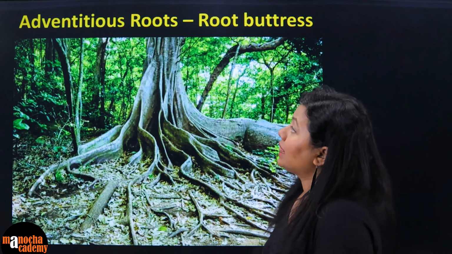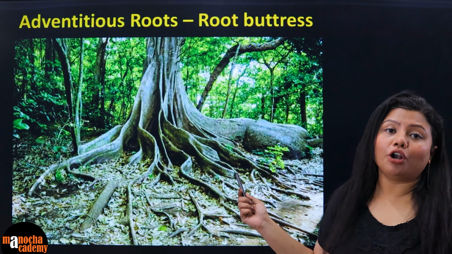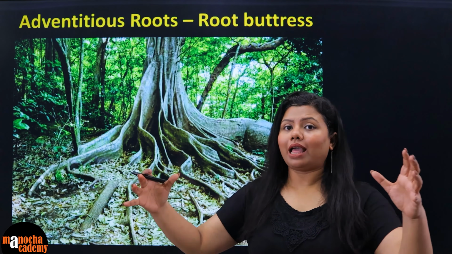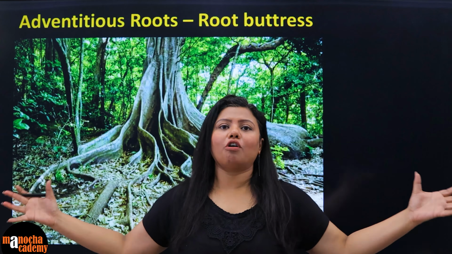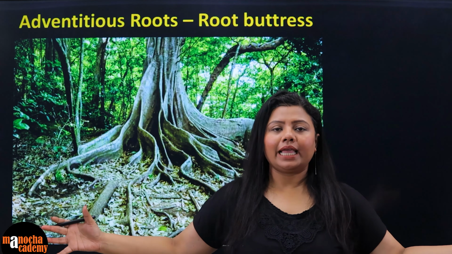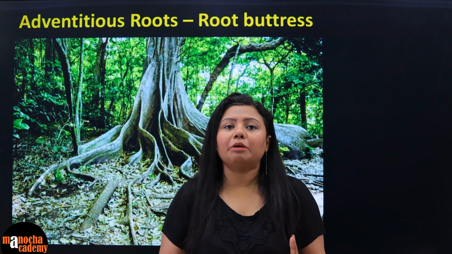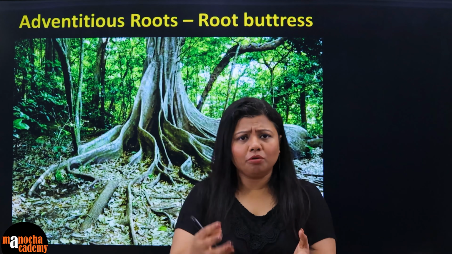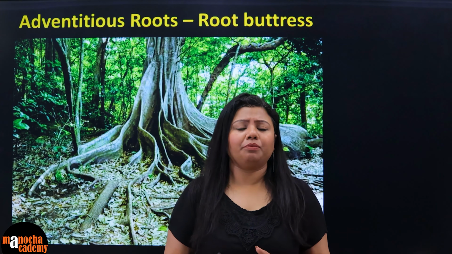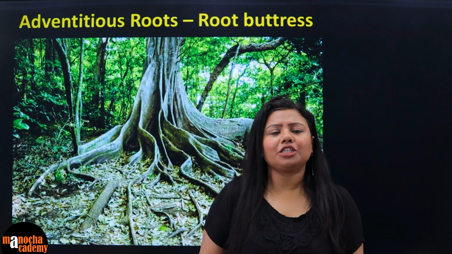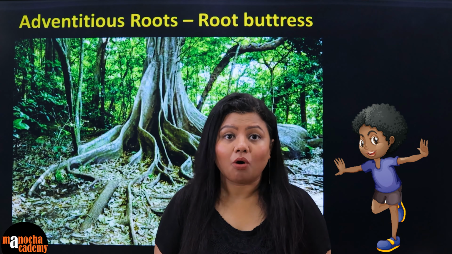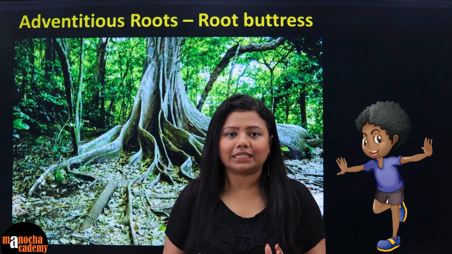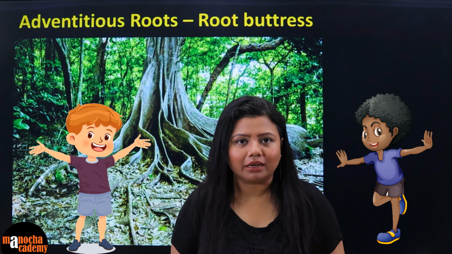Then we have these, which are called root buttresses. You see, when a plant becomes too tall and develops a lot of leaves and branches, it is also important for it to be able to stand straight in case of a storm or a wind. You must be able to identify with it if I ask you to stand on one foot, or to part your two feet a little bit and then stand, which one will give you more balance?